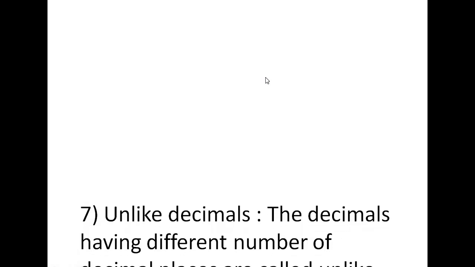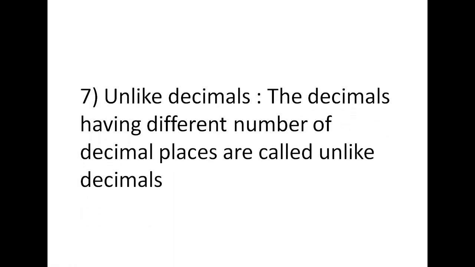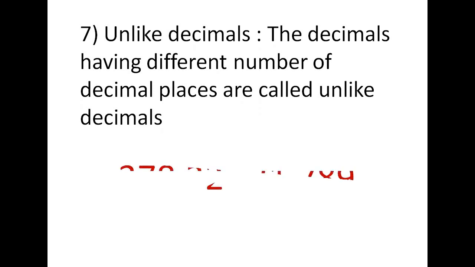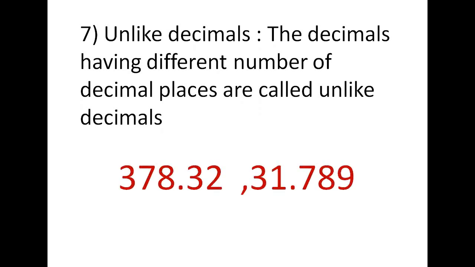So what are unlike decimals? Having a different number of decimal places. Let us see the example. Here we have 2 decimal places in the decimal part. Here in the decimal part we are having 3 decimal places. Here 10th and 100th. Here 10th, 100th, 1000th. It means they both are unlike decimals. They are not having the same number of decimal places.